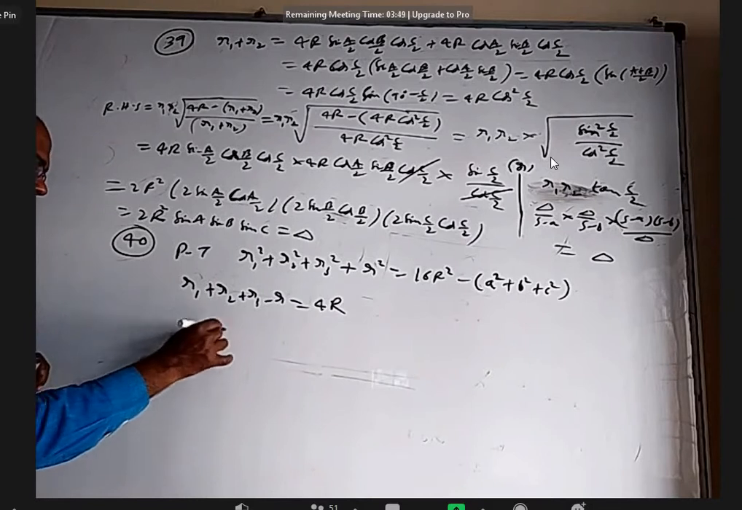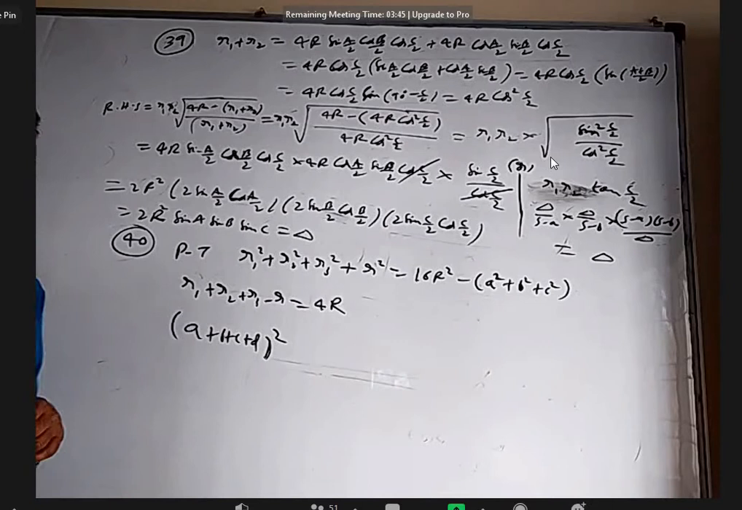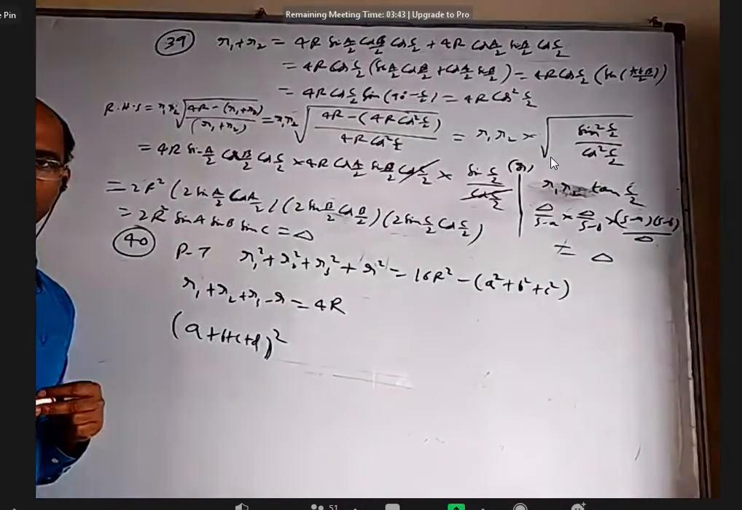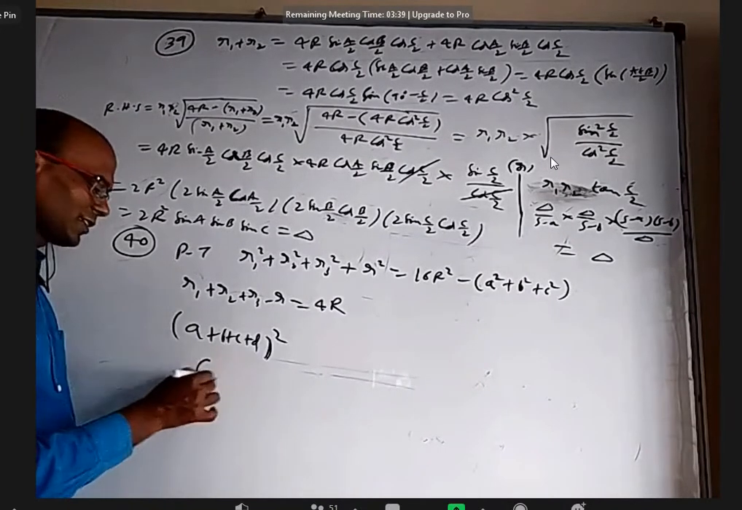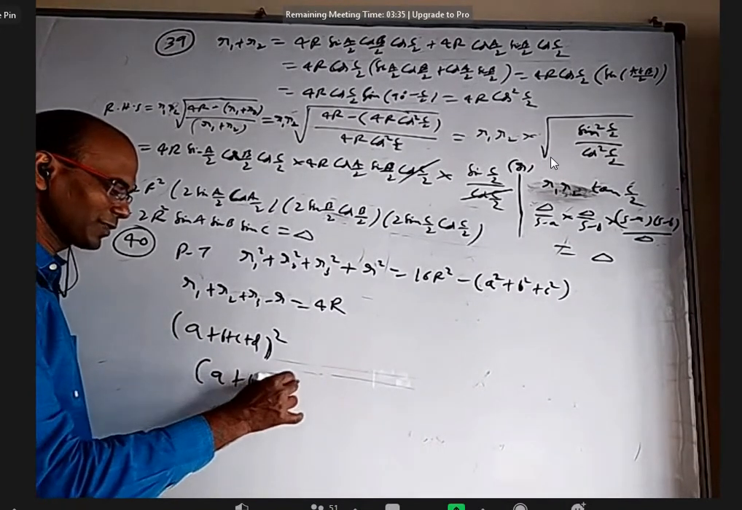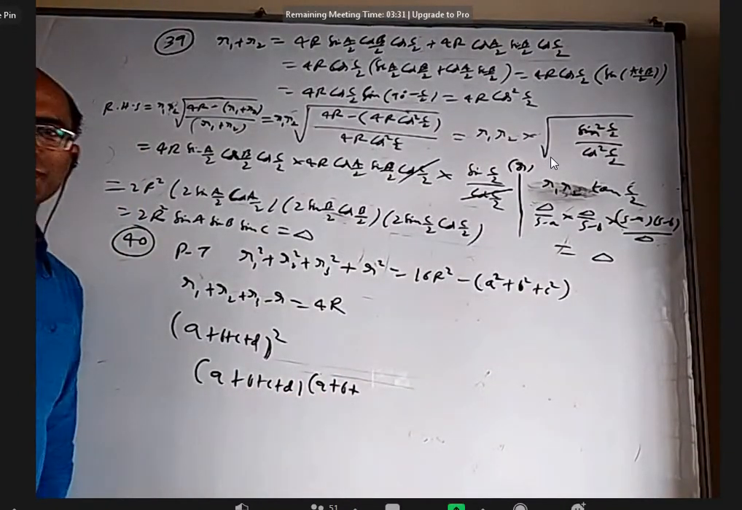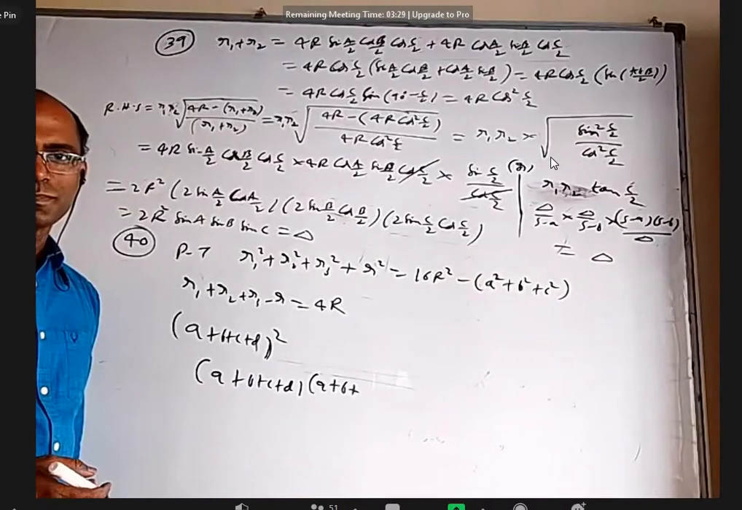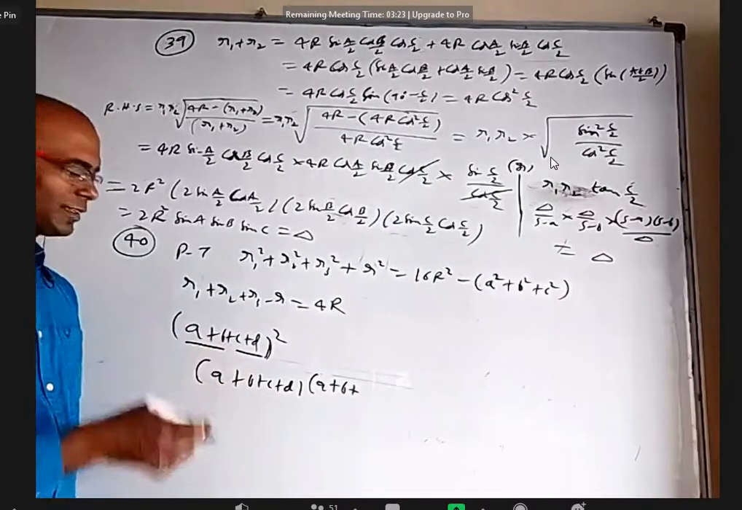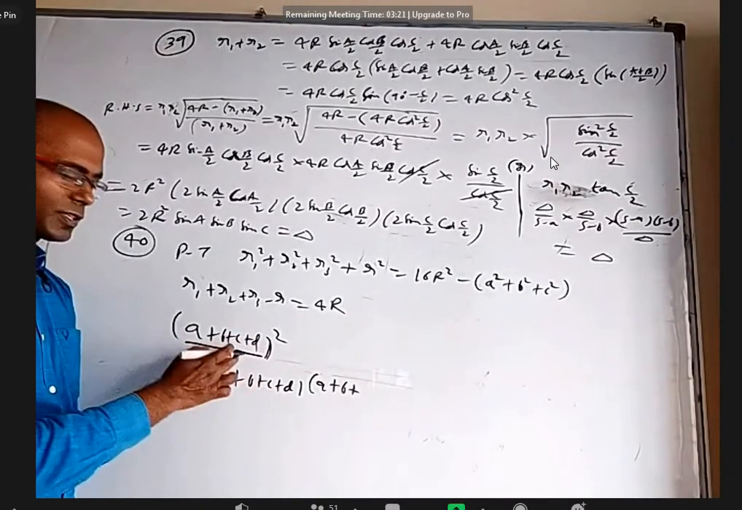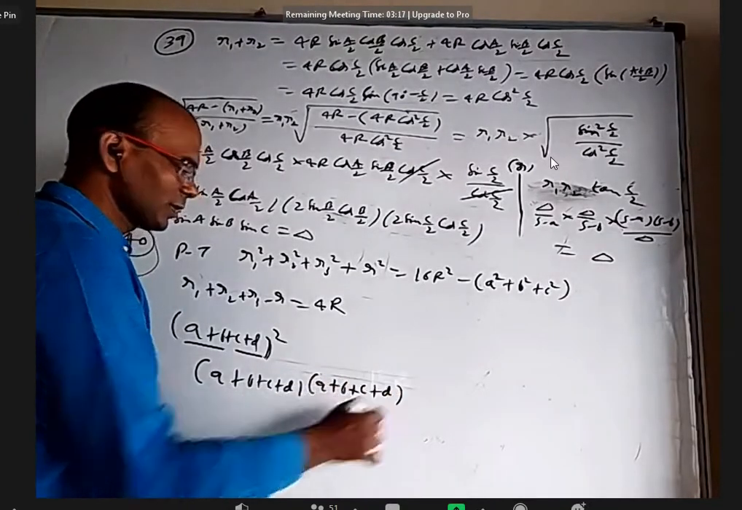Does anybody know the formula for A plus B plus C plus D whole square? It's very, very easy. You write A plus B whole square plus C plus D whole square, plus 2 into A plus B into C plus D. You may take two things and then write this whole square plus this whole square plus 2 into this into this, and then expand. Or if you take A plus B plus C plus D into again A plus B plus C plus D.